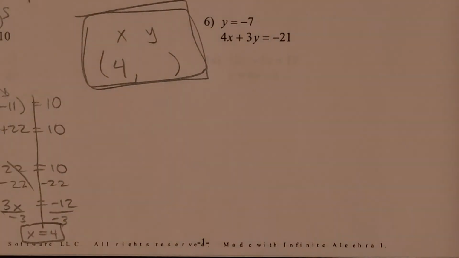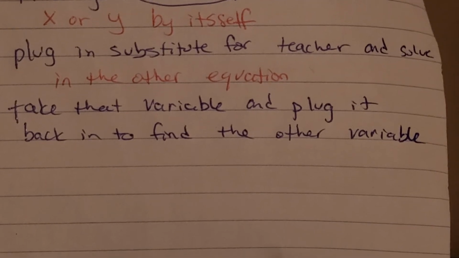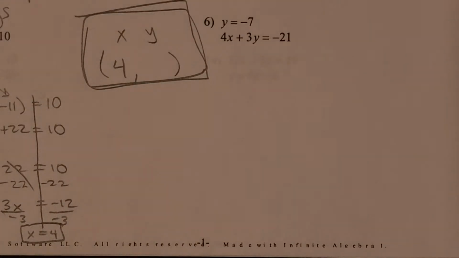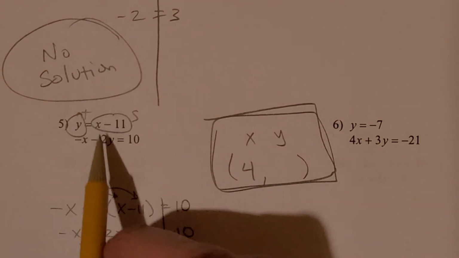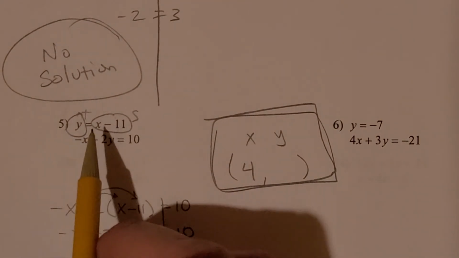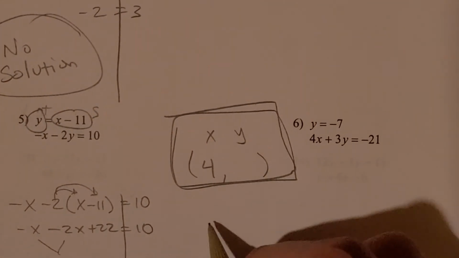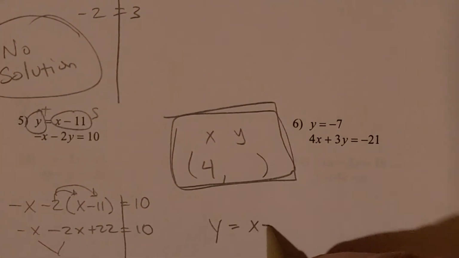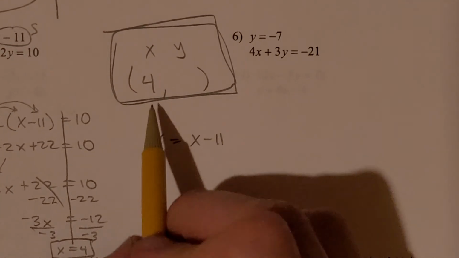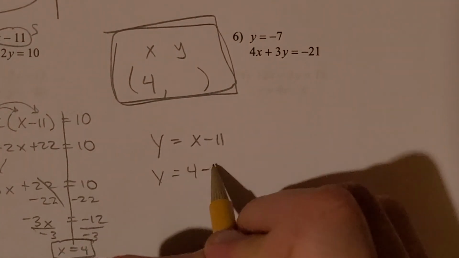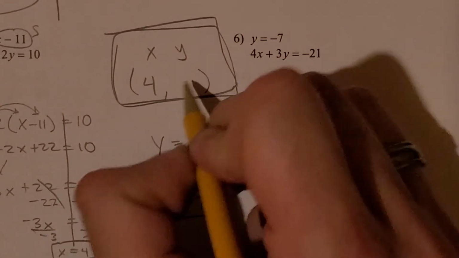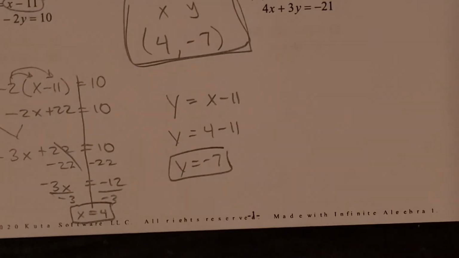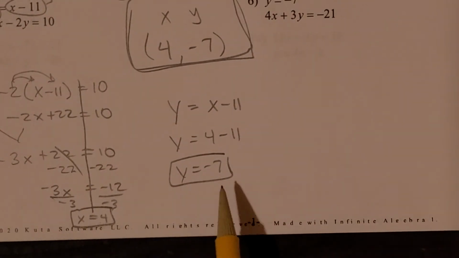Okay, now I've got to take 4, and I've got to follow my last step. My last step said, take that variable, plug it back in to find the other variable. Now, you can do it in whichever one of these equations you want. I don't care where you plug it back in, but the teacher sub-equation is almost always easier. So y equals x minus 11. Except we just figured out what x is. X is 4. Anybody know what 4 minus 11 is? Negative 7. Done.